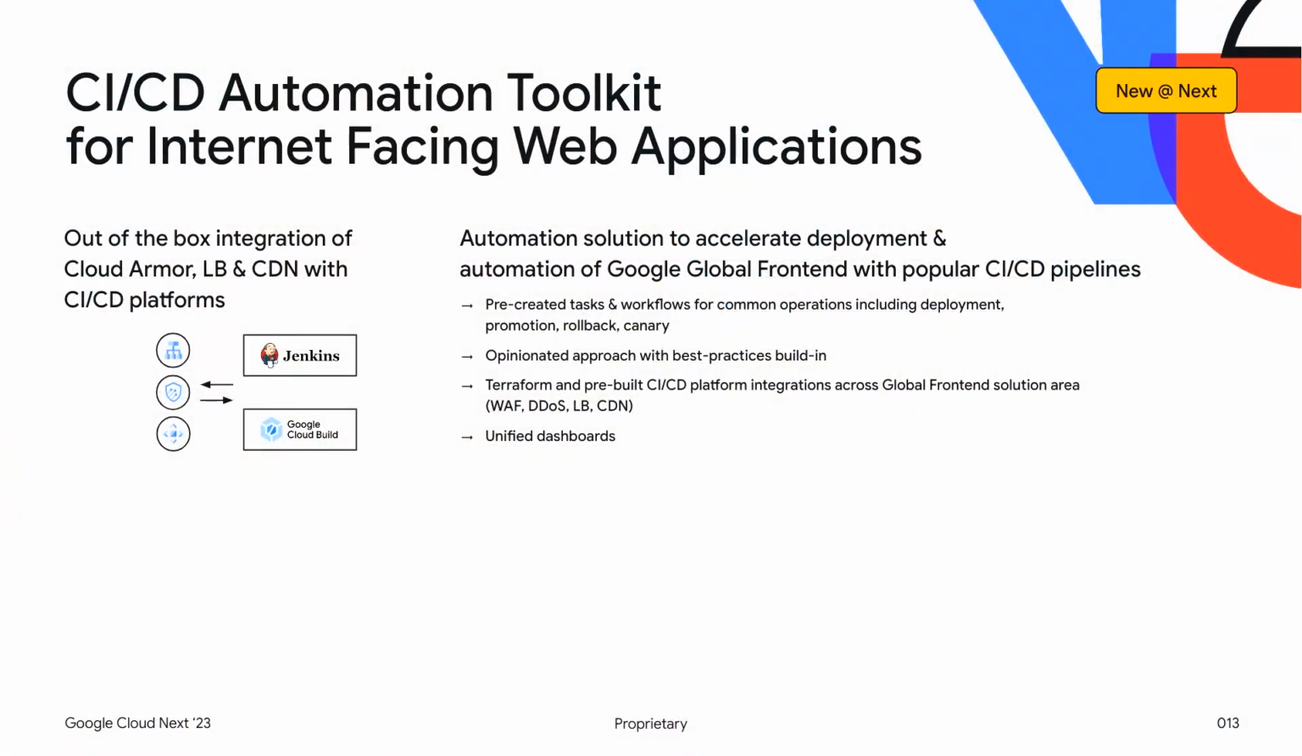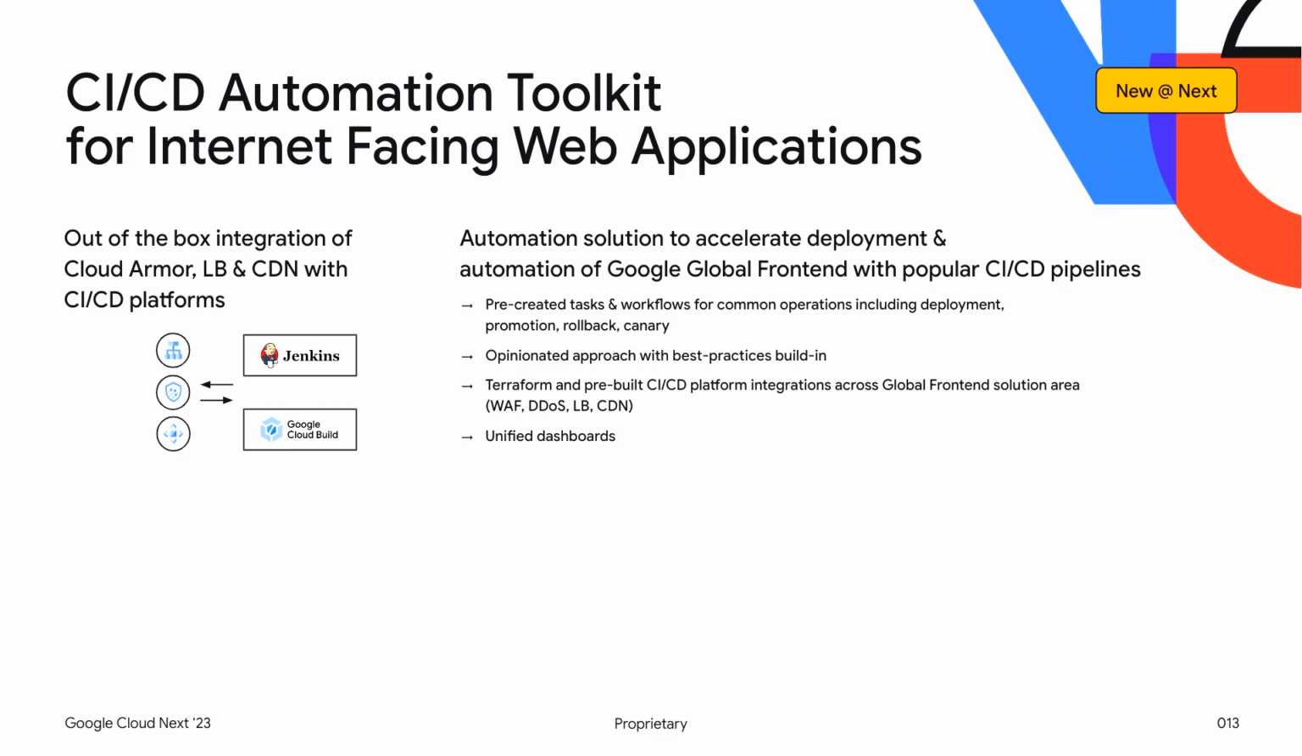Next up, I wanted to talk about a new CI/CD automation toolkit that we've released at the show that allows you to protect and deliver your internet applications more easily with our global front end. So this integrates Cloud Armor, Cloud Load Balancer, and Cloud CDN with popular CI/CD platforms. So things like Jenkins, GitLab, and our own Cloud Build system. And it's an opinionated approach with best practices built in based on our experience deploying it with thousands of customers.